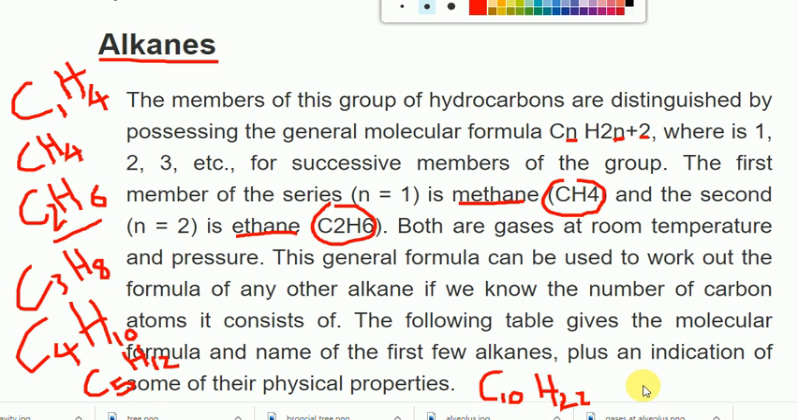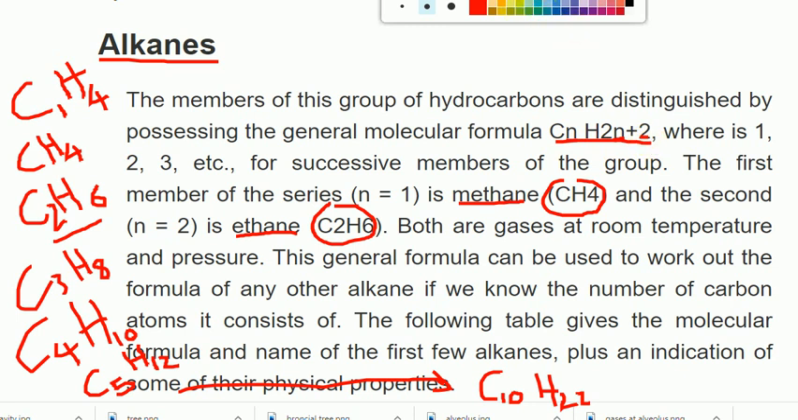But at other levels you study beyond that. So this is the family of alkanes. We start with CH4, then C2H6, C3H8, C4H10, C5H12, up to C10H22. That is how the family of alkanes is. The general formula is CnH2n+2.